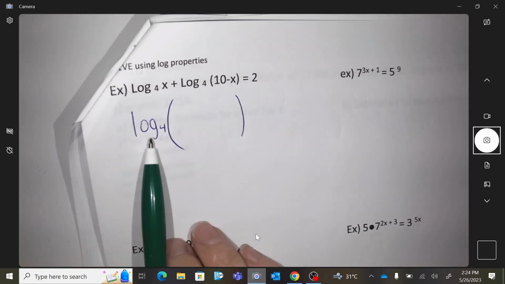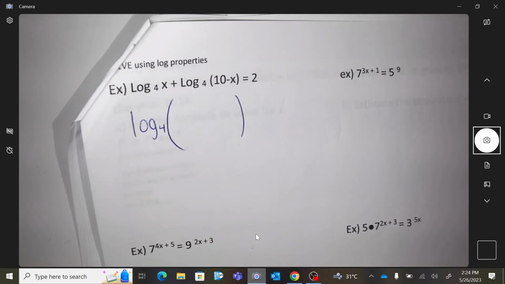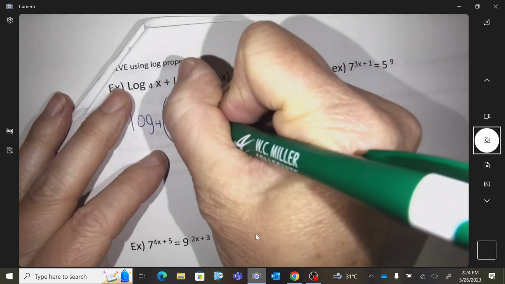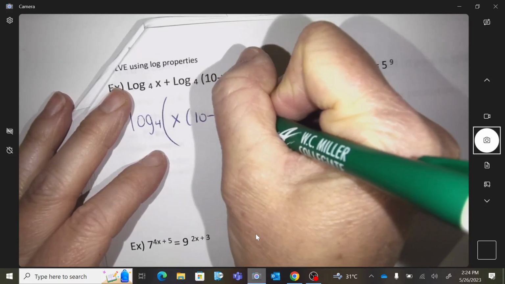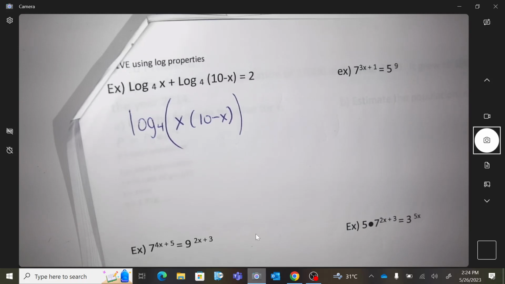Big G's got it. Okay, log 4 of... I've got to glue it back together here. I had two separated things with add, so I'm going to multiply. Okay, do you see that I left the 10 minus x as a unit in brackets?